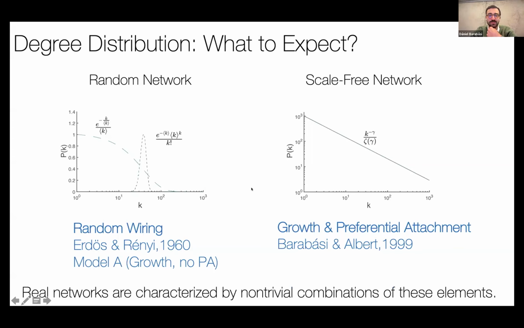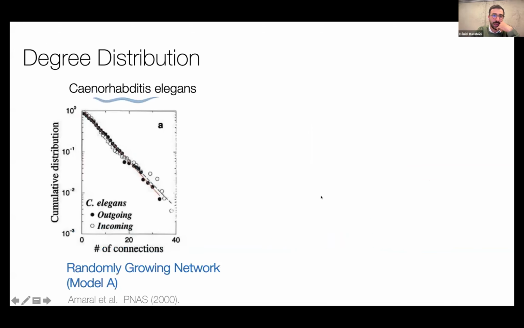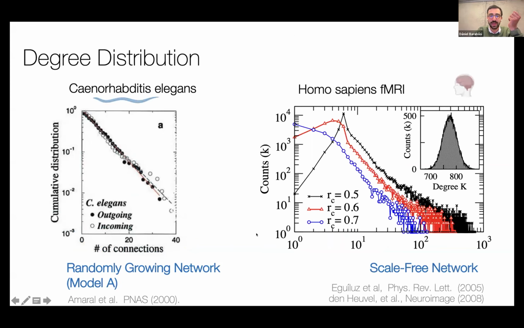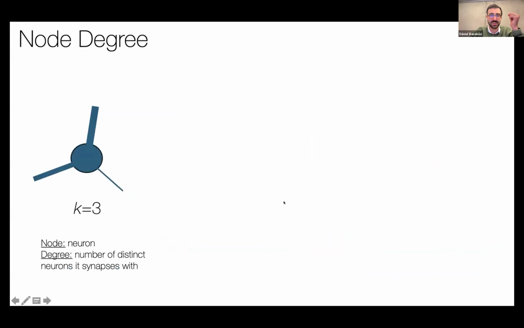And real networks are often characterized by non-trivial combinations of these elements, or there'll be noisy versions of these, but normally you can fit one of these distributions to a good extent. And in the past, people have looked at C. elegans and compared it to a randomly growing network model. So the C. elegans cellular connectivity, as well as the brain and fMRI networks, which are of course a completely different scale, but people have shown that this has a scale-free property, right? So there's reason to expect that we would see one of these distributions.